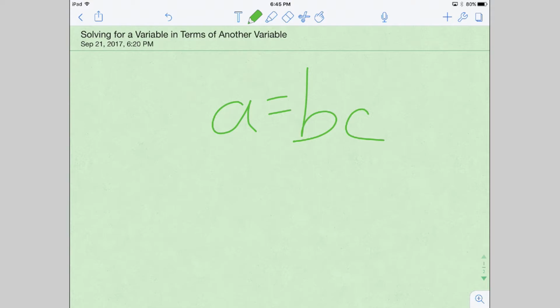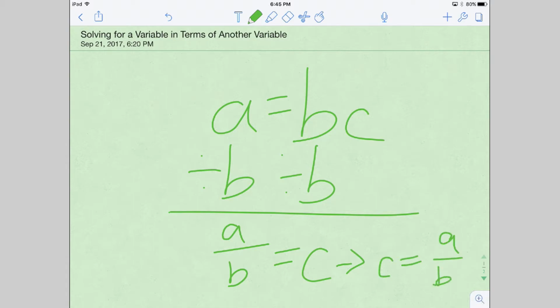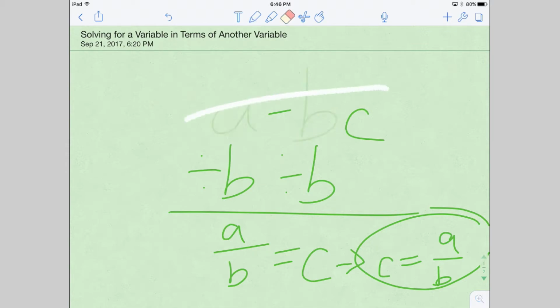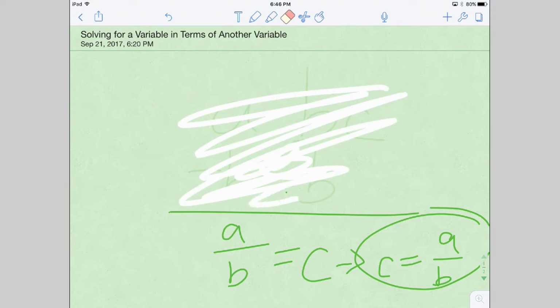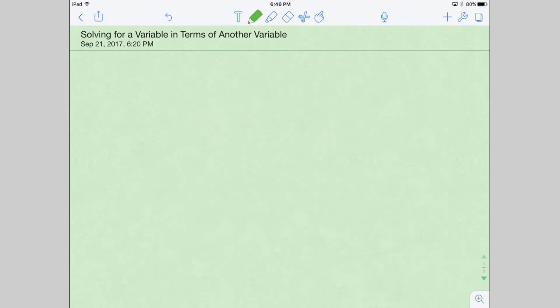obviously a is on its own side, so they would not ask you to solve for a because that's done already. But if they wanted you to solve for c, for example, you just need to get c by itself. So you need to divide each side by b, and then the b's will cancel, which means that you have a over b is equal to c, which means that c is a over b if you like to have the variable that you're solving for on the left. So that way, if you were to get the values of a and b, you would be able to figure out the value of c. So there's a simple example.